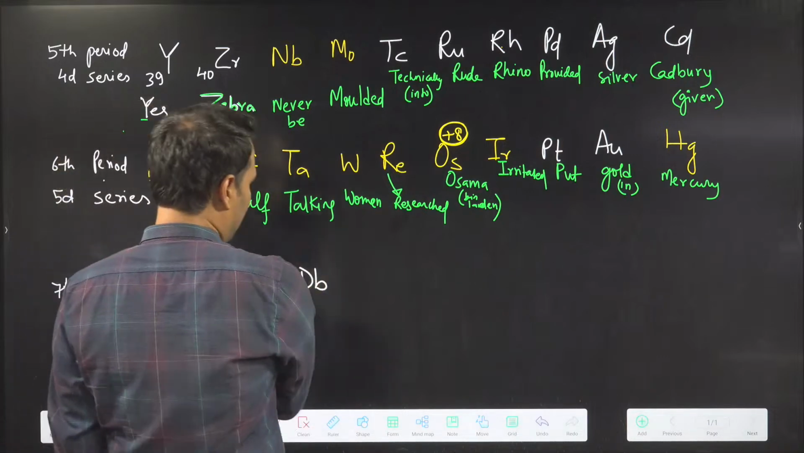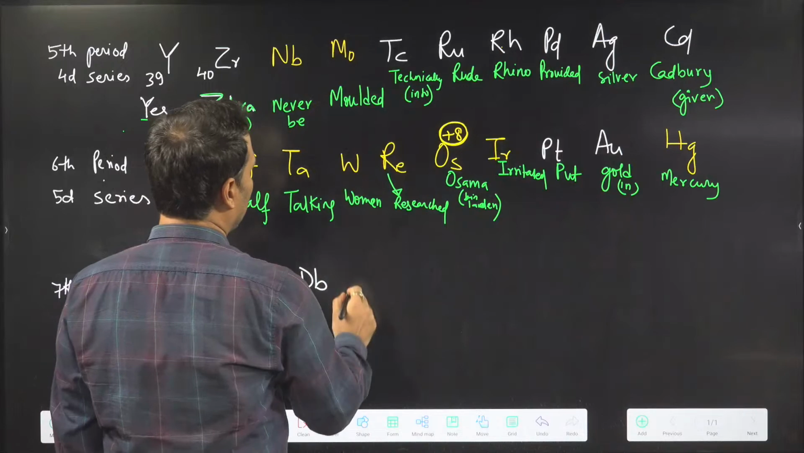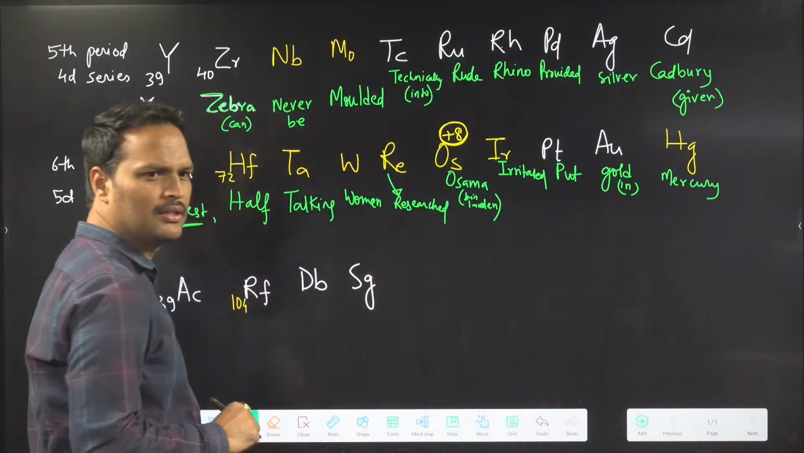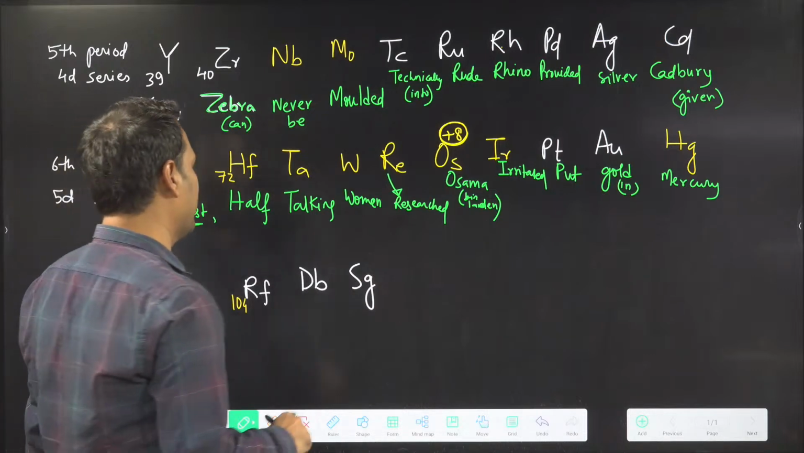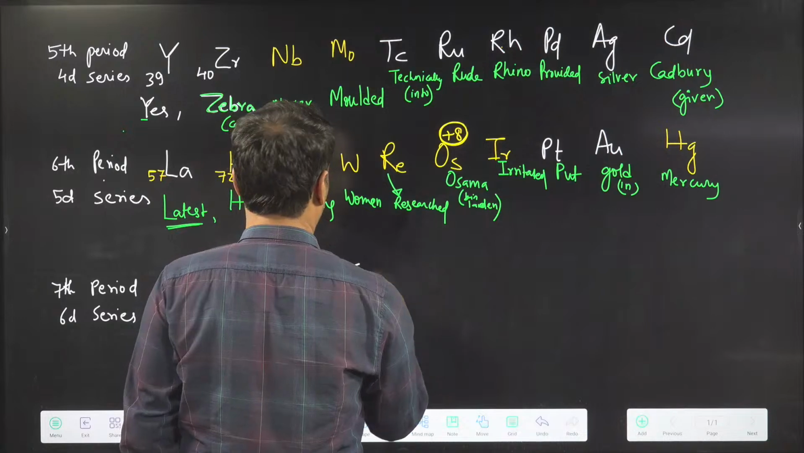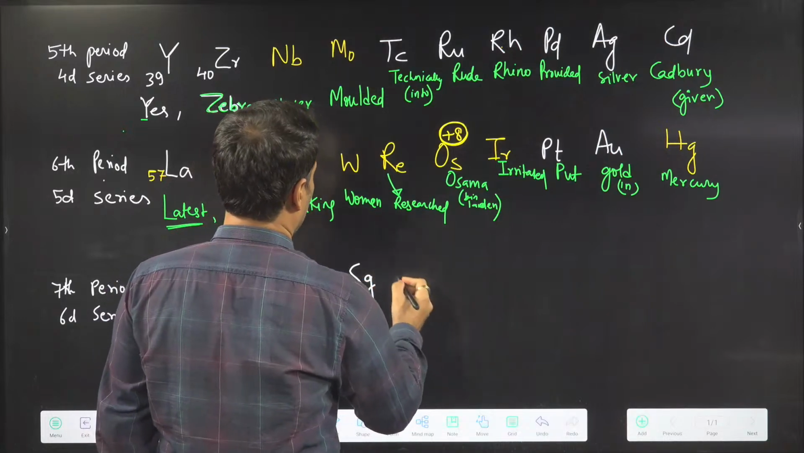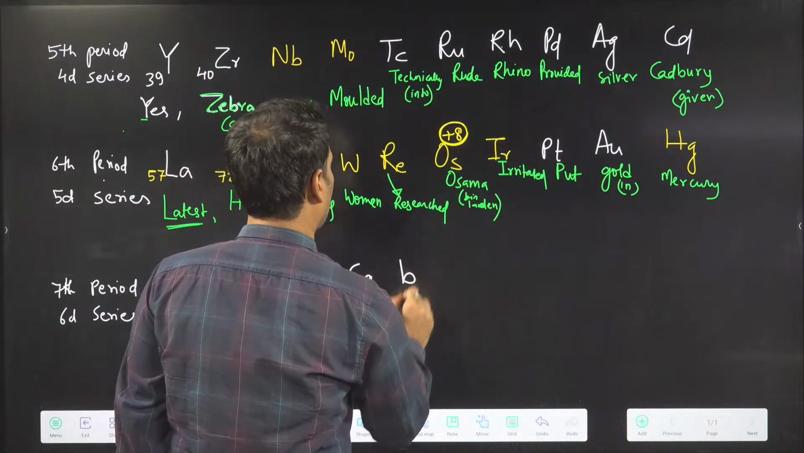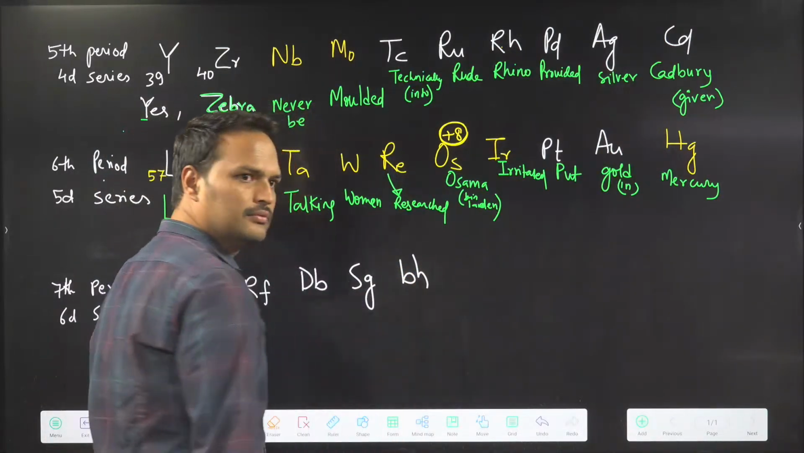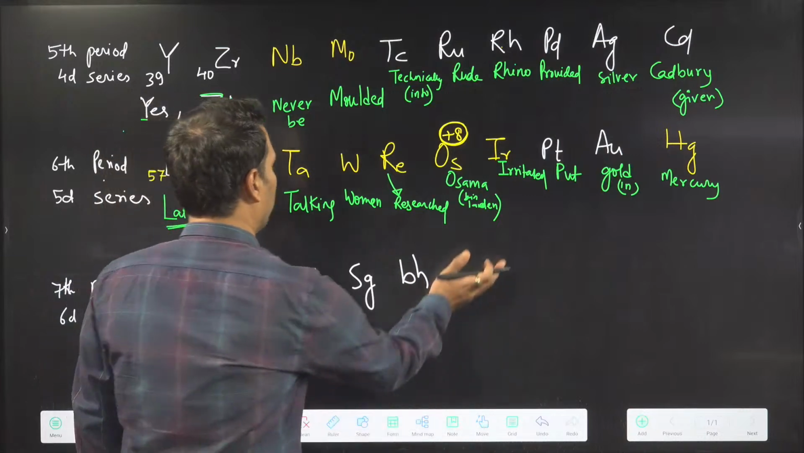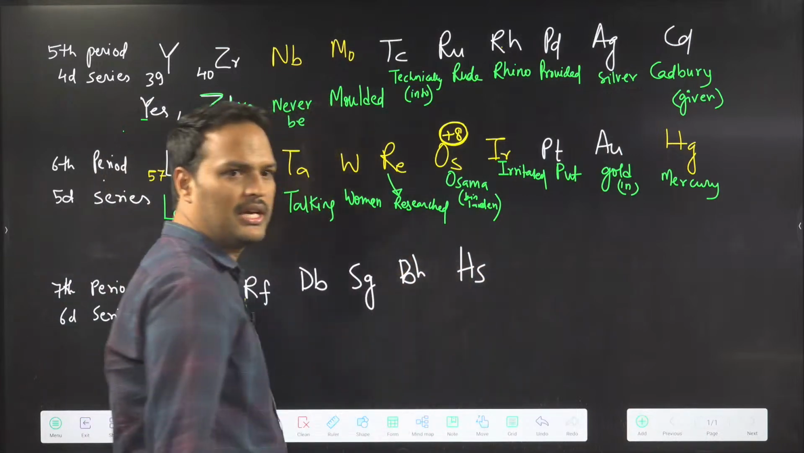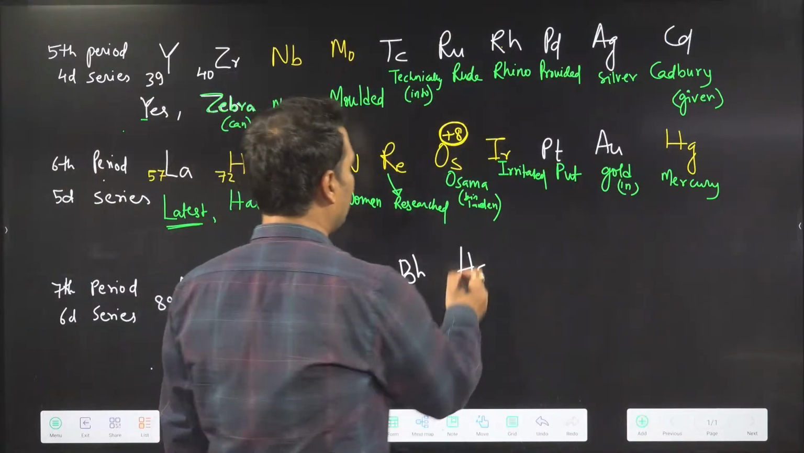Okay? I will tell you the shortcut. What is the shortcut? Db. What is after this? Sg, seaborgium. Then what is there? What is after this? Bh. Okay, bohrium. Then Hs. Hs is there. Hassium.